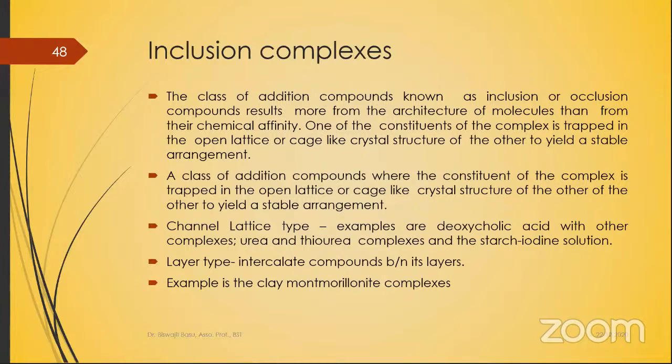Sir, complexation with polyvinyl pyrrolidone. Yes, complexation of polyvinyl pyrrolidone with iodine gives povidone iodine. Very good. So polyvinyl pyrrolidone, PVP, is a water soluble polymer, and it will form a complex with iodine. Then we will get the povidone iodine complex, and this complex is also soluble in water.